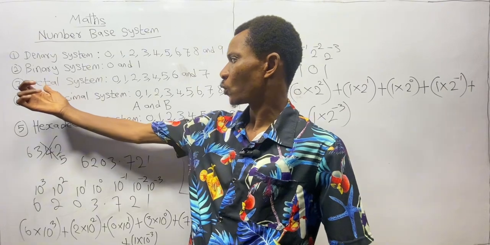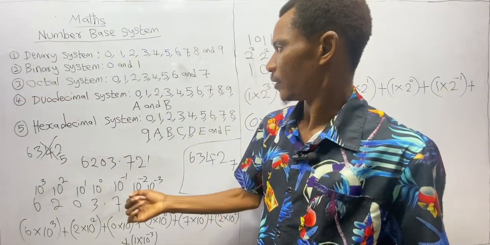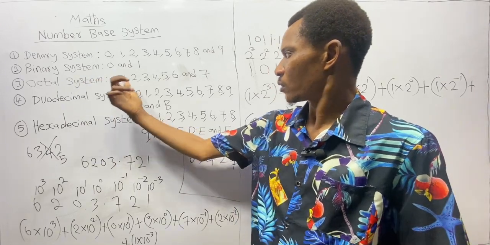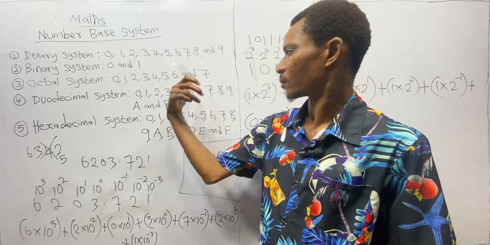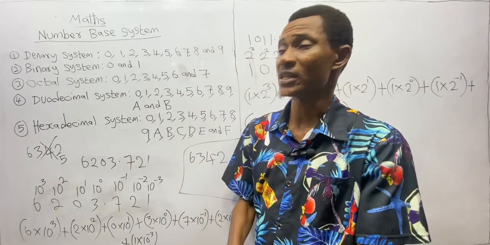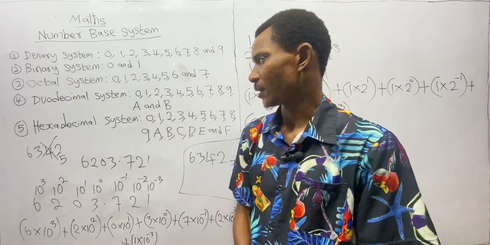Now, also, octal system, that's base 8. If you observe, look at the digits used in octal system, that's base 8. 0, 1 to what? 7. So you see that the highest digit here is 1 less than the base number, which is what? Base 8, which is also called octal system.